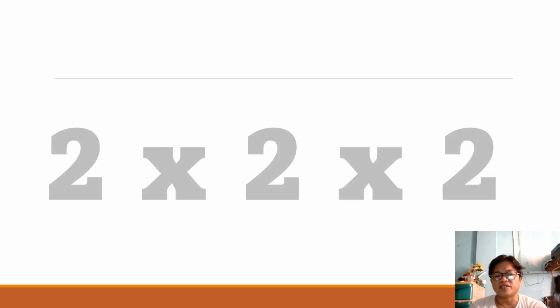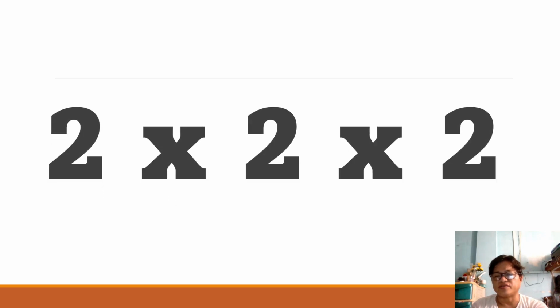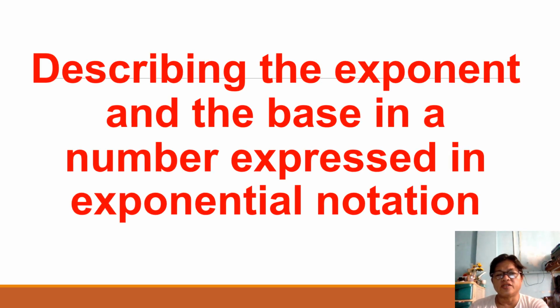Anyone who can give me the product of these numbers? 2 times 2 times 2. What's your answer? Okay, the correct answer is 8. Today's lesson is on describing the exponent and the base in a number expressed in exponential notation.